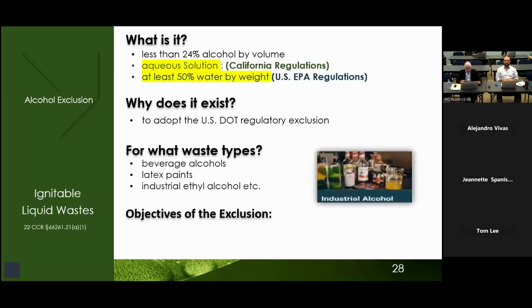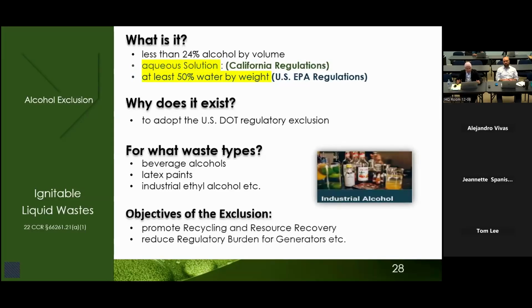Next, let's look at what type of waste can actually qualify for this exclusion. Think about things like beverage alcohols, latex paints, or industrial ethyl alcohol mixtures, as long as they meet the water and alcohol content limits. These common waste types can fall under the exclusion umbrella if they check all the boxes.